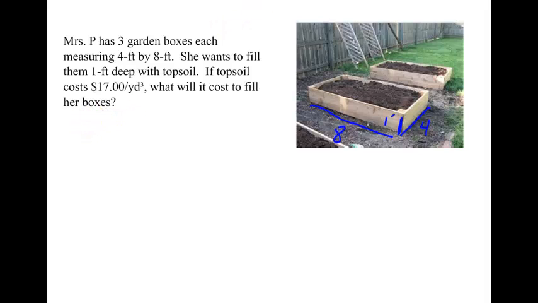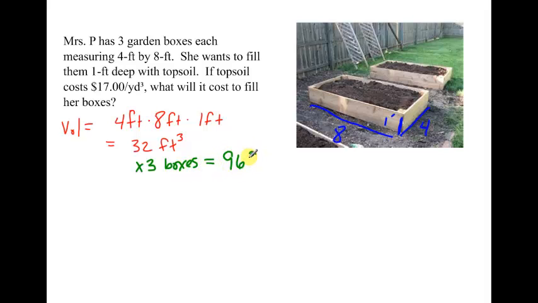All right, let's start out by figuring out the volume of my boxes. The volume of my boxes would be 4 feet times 8 feet times 1 foot. Okay, multiplying all that's 32 cubic feet. Now remember, that's for 1 box. So multiplying that by 3 boxes, I need 96 cubic feet of topsoil total.